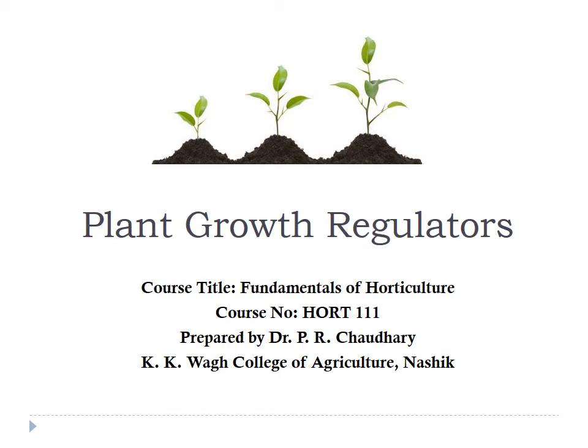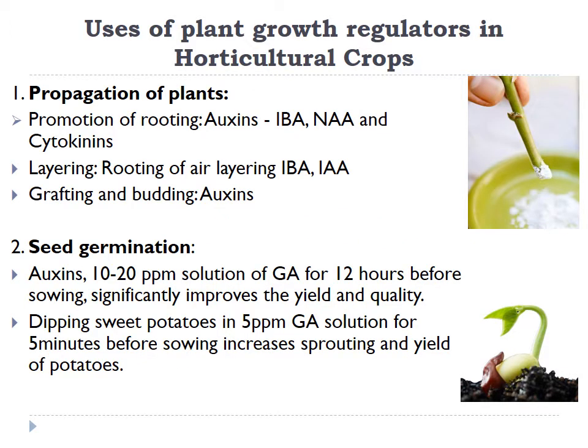Today we will be studying about different uses of plant growth regulators in horticultural crops. We all have studied there are several types of plant growth regulators like auxins, gibberellins, cytokinin, ethylene, abscisic acid, growth inhibitors and growth retardants. So now let us look at how they are used in horticultural crops.